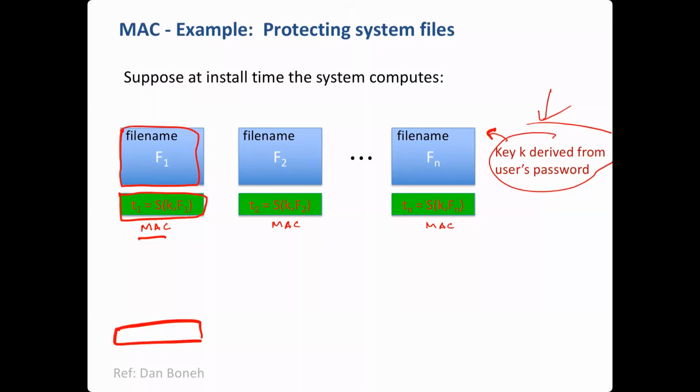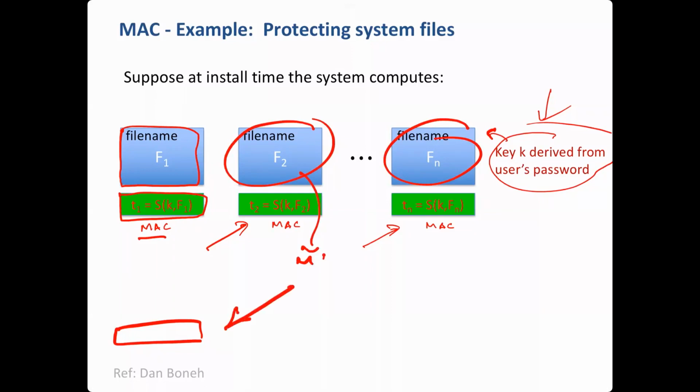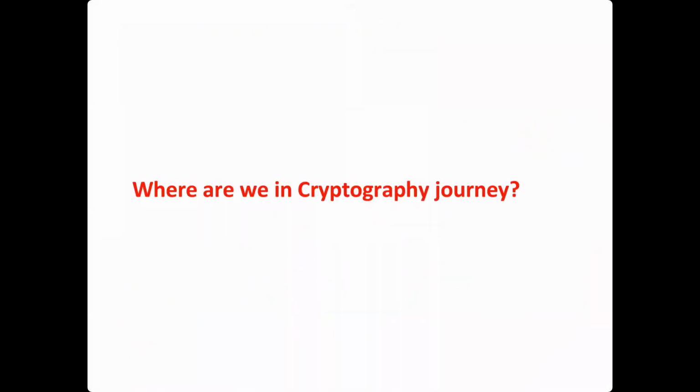Now a virus or malware comes and infects some of your files. How do you know which files have been infected? You do this operation again and calculate the MAC. You get some MAC value, say M dash, which will not match the stored value of the MAC, and then you will come to know which files have been corrupted. Any question up to this point? Are you able to understand?